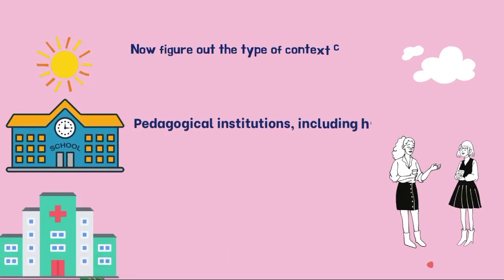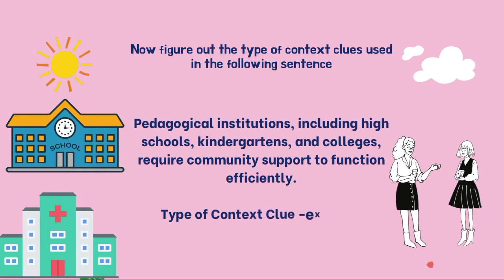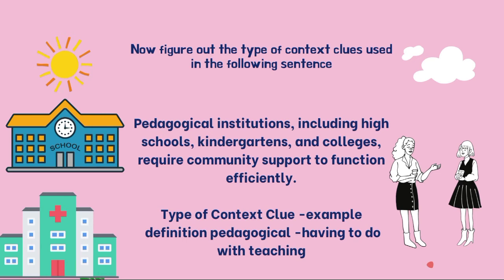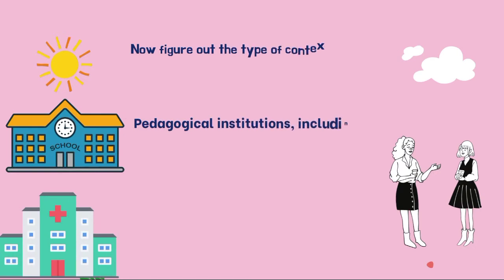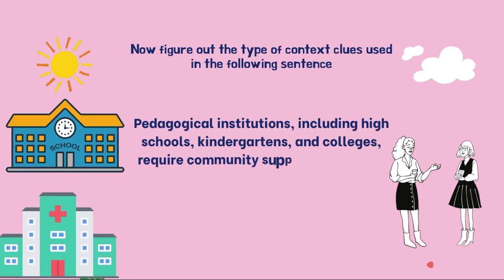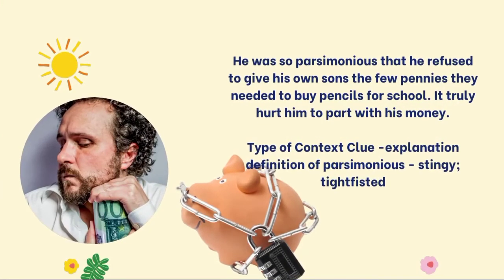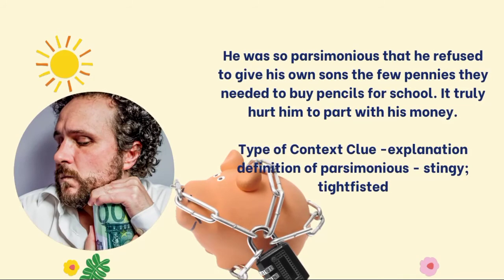So you're going to tell me the kind of context clue used here. Pedagogical institutions, including high schools, kindergartens, and colleges, require community support to function efficiently. The type of context clue here is the example, because the definition of pedagogical means having to do with teaching. You see, they gave you including high schools, that's an example, so that's definitely an example type of context clues.